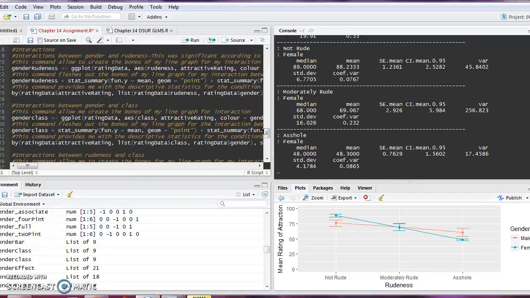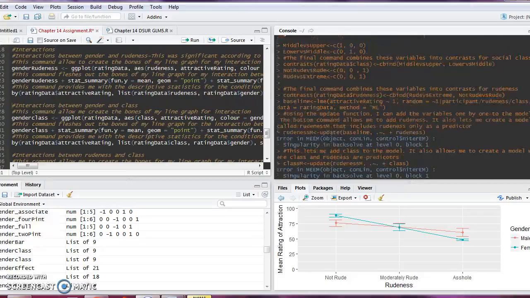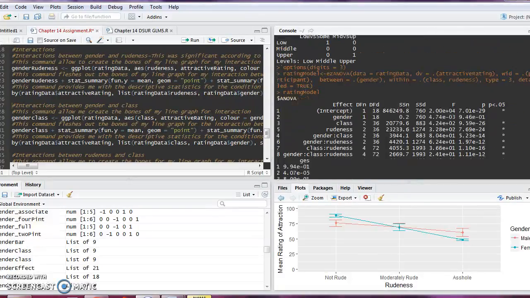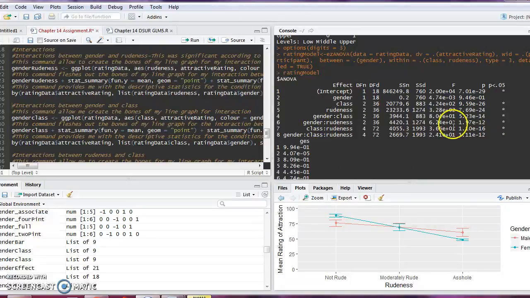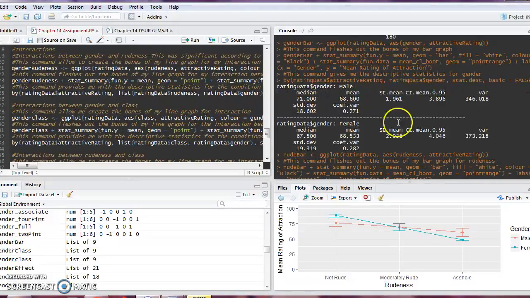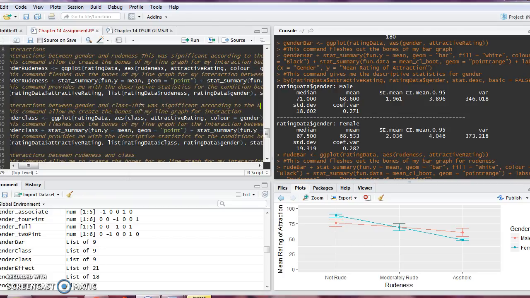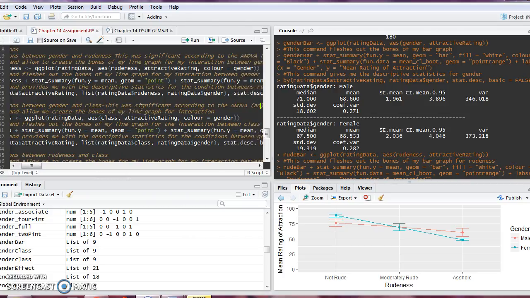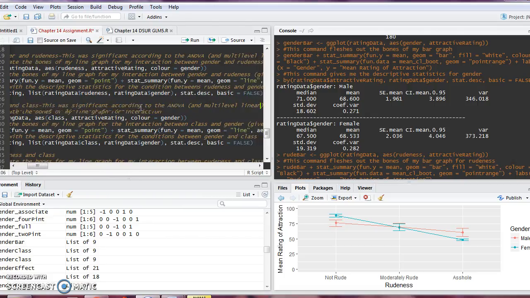So the next interaction that I'm going to tackle is gender and class. Specifically, this is looking at the gender differences of attractiveness ratings in accord to class. So just scrolling up to that ANOVA portion, we see that gender and class do have a significant p-value that's actually lower than 0.05. So I'm going to mark that here as significant according to the ANOVA and multi-level linear model.